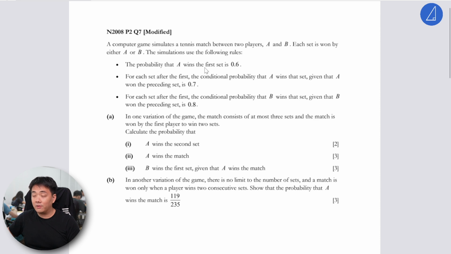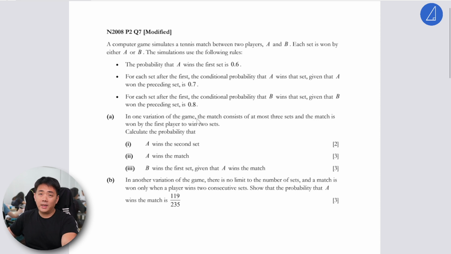The probability that A wins the first set is 60%. For each set after the first, the conditional probability that A wins the set, given that A won the preceding set, is 70%. And for each set after the first, the conditional probability that B wins that set, given that B won the preceding set, is 80%.